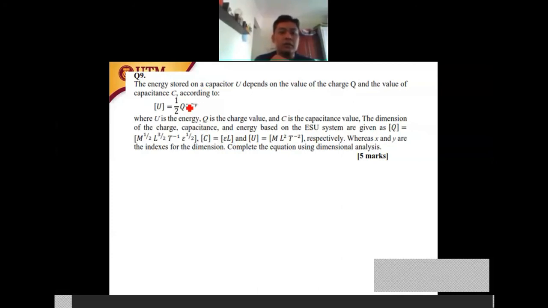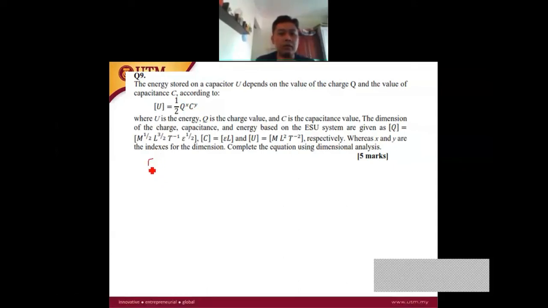So the thing is that we want to know the value of x and y. Okay, so on the right hand side, we have U equals 1/2 Q to the power of x. So these are the relationship of the formula. And C to the power of y. Okay.